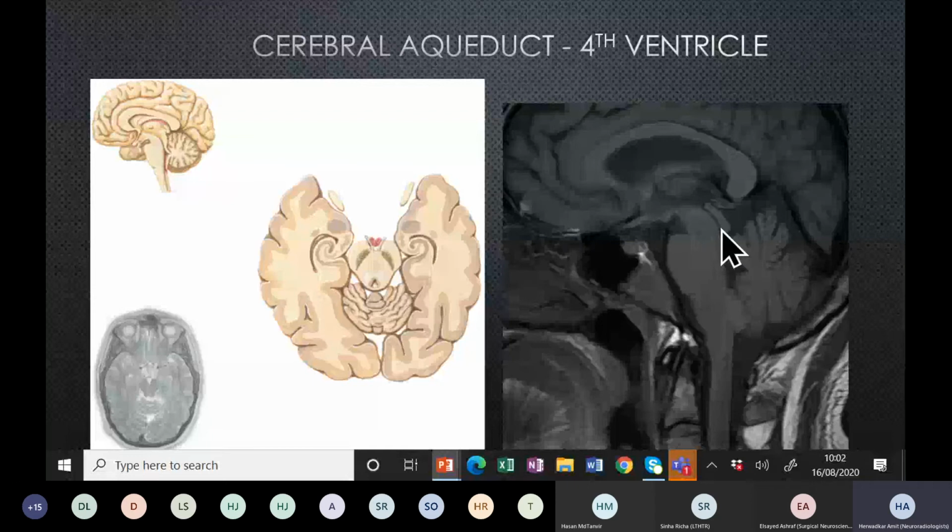So this was our tectal plate or quadrigeminal plate cistern, and this was in the front, the interpeduncular cistern in front of the cerebral peduncles, and this was a prepontine cistern. So that's the aqueduct leading into the fourth ventricle at the level of pons and the medulla oblongata.